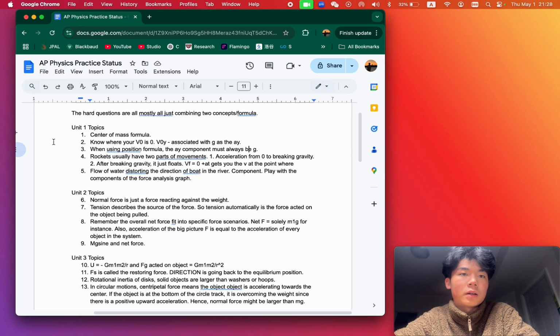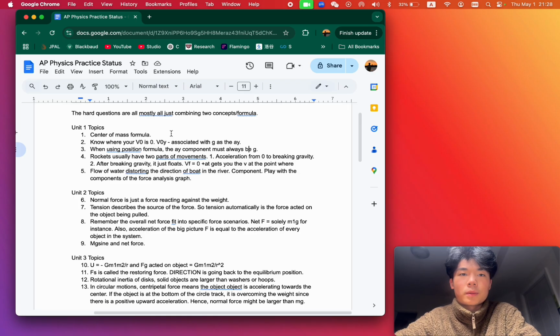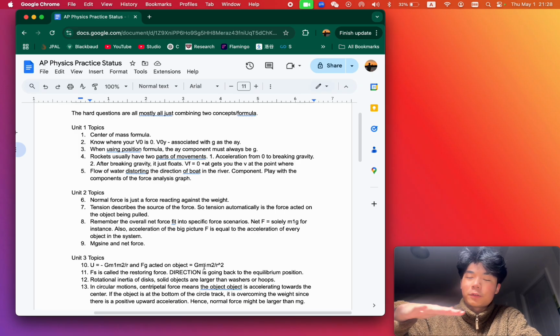So for Unit 1, first I thought you gotta know the center of mass formula. That's very important. Just go through that real quick, know how to do it. And also know where V0 or Vx is 0, because that will help you with problem solving. For instance, if you have a problem that asks when does the car stop after an acceleration, or how much energy is used, that indicates how much energy it took for the ground to make the car stop. If you have friction on the ground, that's when the velocity is equal to 0. So just remember that.